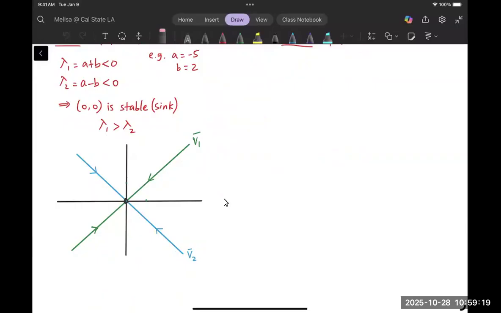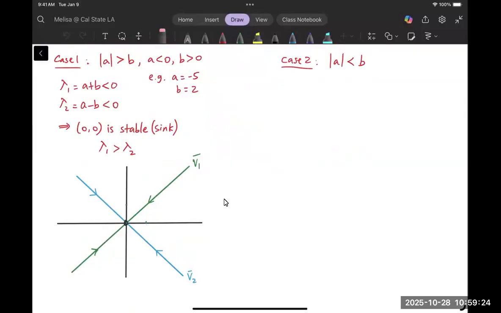Now, what about the other trajectories? Also notice that comparing lambda 1 and lambda 2, just use A is minus 5, B is 2. Lambda 1 will be negative 3, and lambda 2 is minus 7. So lambda 1 is greater than lambda 2. Now, what does that tell you? If lambda 1 is greater than lambda 2, that means in the long run, as t goes to infinity, your trajectory is going to be parallel to phi1, the eigenvector associated with the bigger lambda.